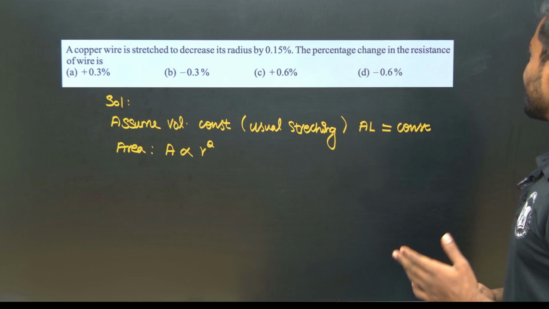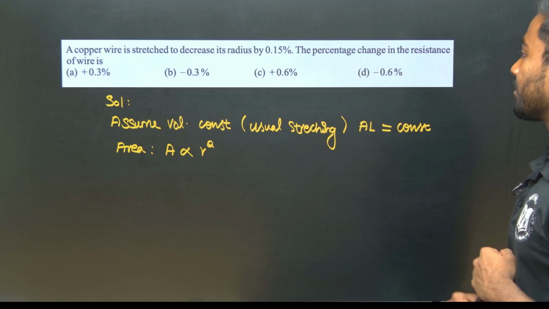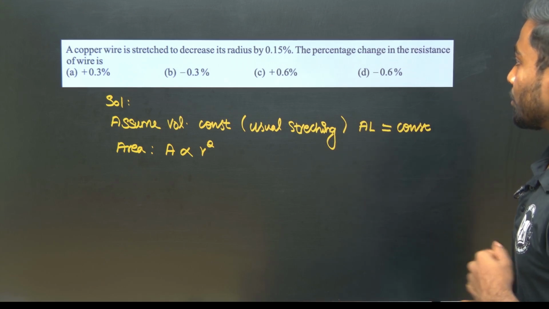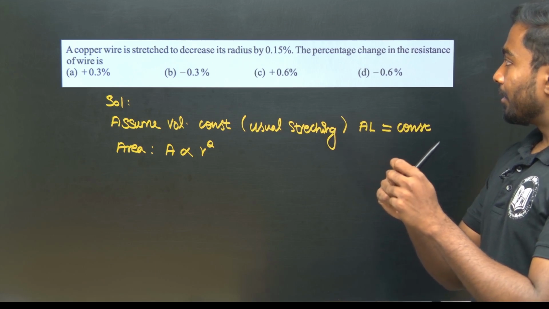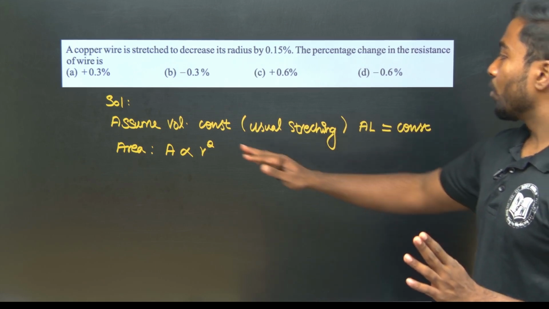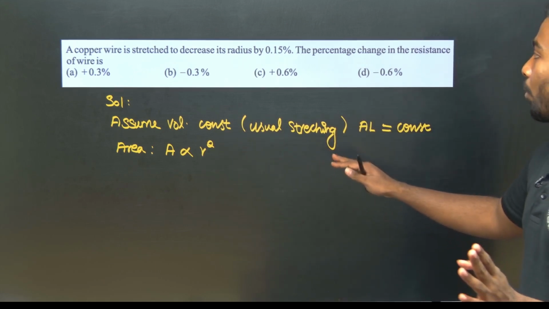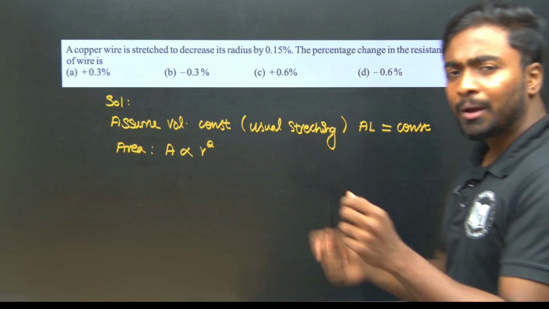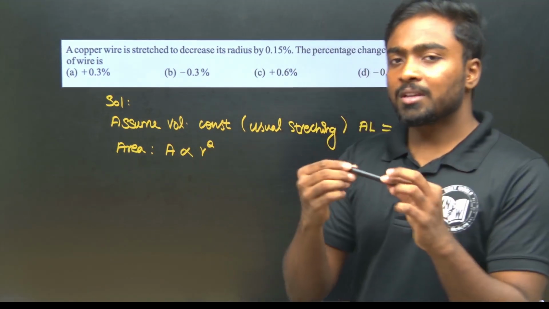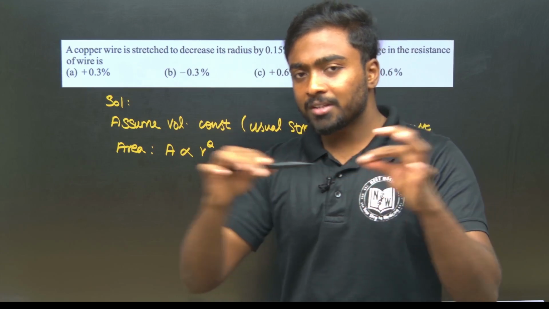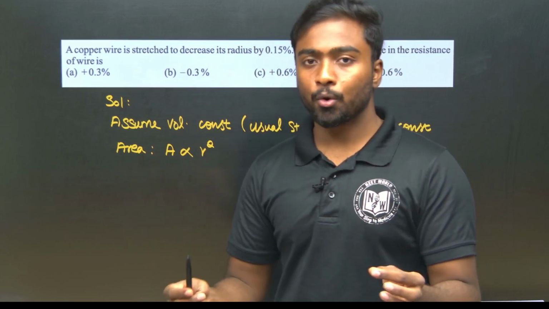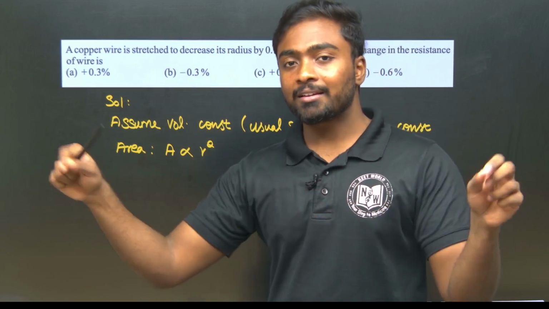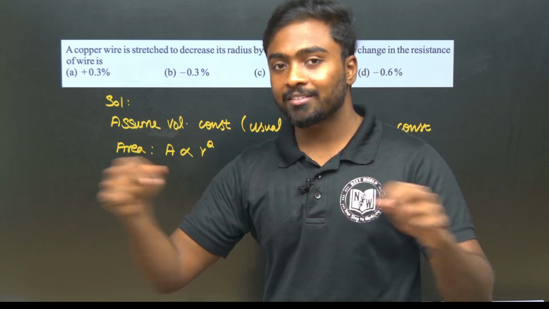The percentage change in the resistance. Okay, so the radius has been decreased. Assume that volume is constant. The copper wire is stretched, so some volume is there. If I stretch that, is the volume changed? No. The radius has been changed.